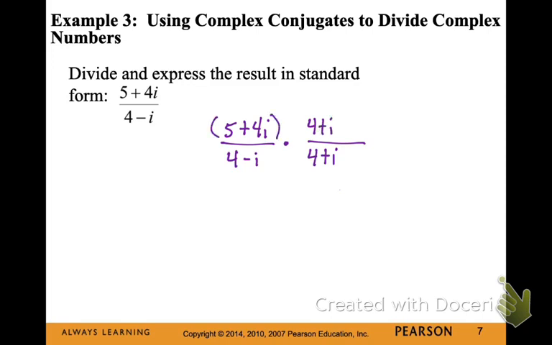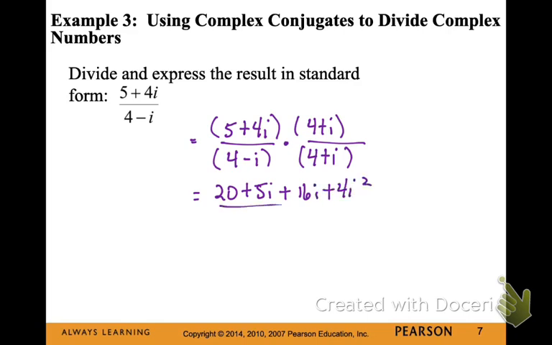So in my numerator, let's FOIL these. So that will give us 20 plus 5i plus 16i plus 4i squared. In the denominator, now you can see I make a mistake at first. I'm going to catch it in a minute. 4 times 4 is actually 16. In the numerator, I combine my like terms and get 16 plus 21i.